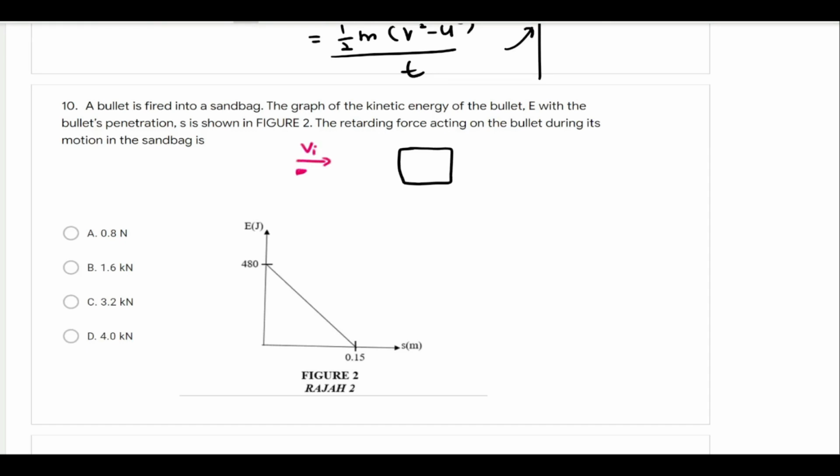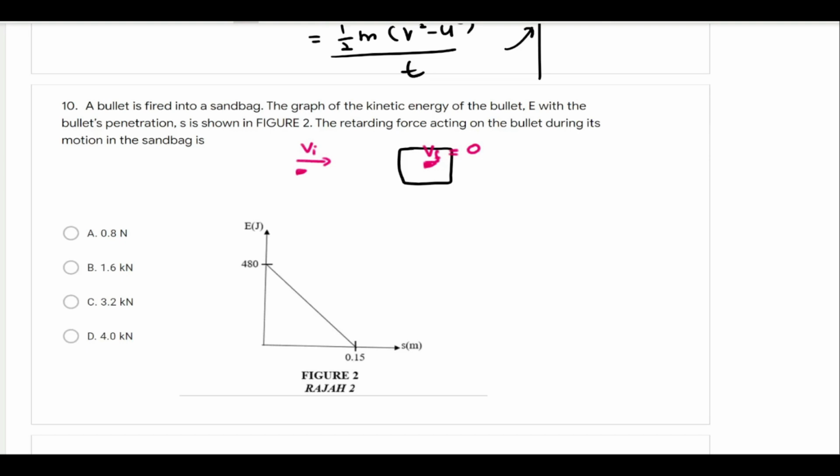Lepas tu apa yang berlaku? So V final dia akan bagi tahu kat situ, the retarding force acting on the bullet during its motion in the sandbag. The graph of kinetic energy, E with the bullet penetration S. So kita nak kira the retarding force acting on the bullet during its motion in the sandbag. So kita consider V final dia kat sini adalah kosong lah. So apa yang kita nak kira?